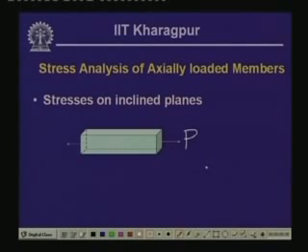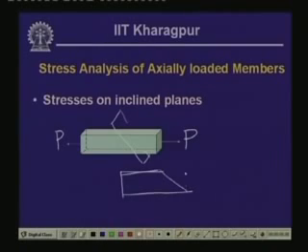Now, if we would like to evaluate the stresses at any inclined plane, let us cut this body by an inclined plane, and if we draw the free body diagram of this, then we have the body in this form. Now, here we have the resistive force P which is acting on this.